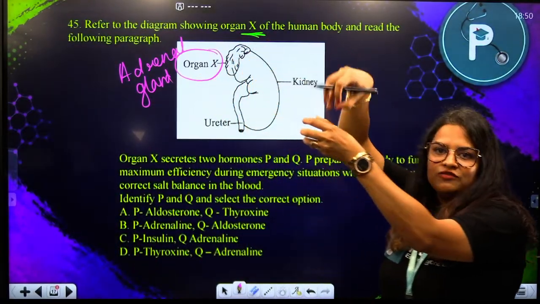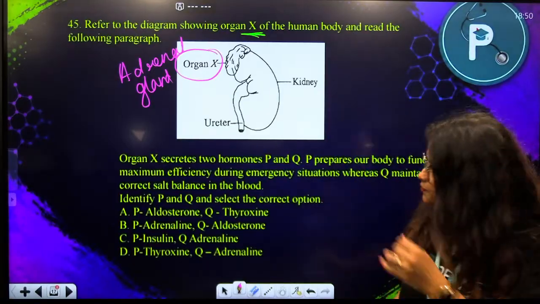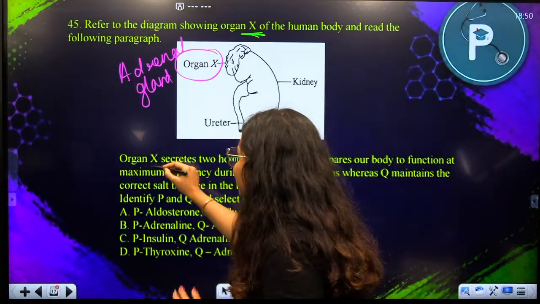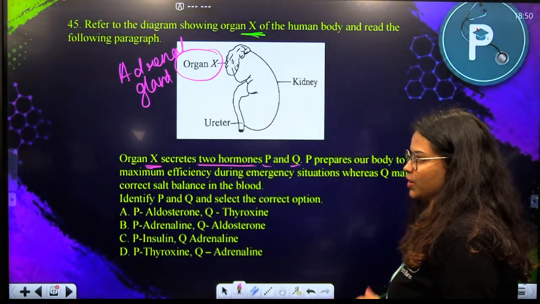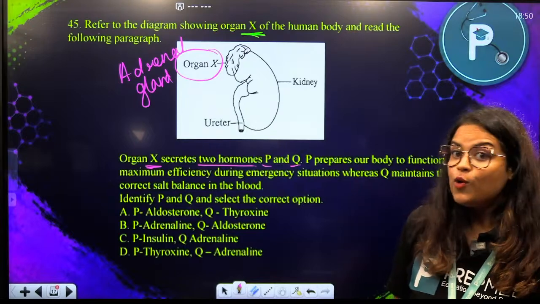On the top part of the kidney, we call it the anterior portion. So they're asking, organ X secretes two hormones, P and Q. Organ X, we know, is the adrenal gland. So what are P and Q?